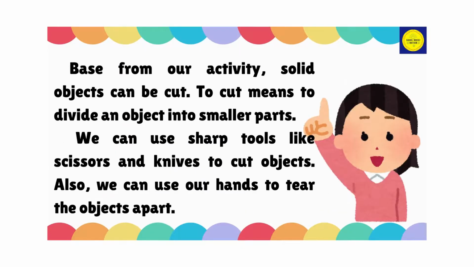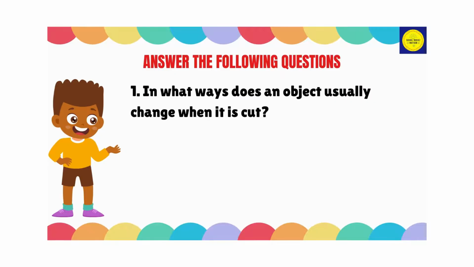Based from our activity, solid objects can be cut. To cut means to divide an object into smaller parts. We can use sharp tools like scissors and knives to cut objects. Also, we can use our hands to tear the objects apart. Answer the following question. 1. In what ways does an object usually change when it is cut?